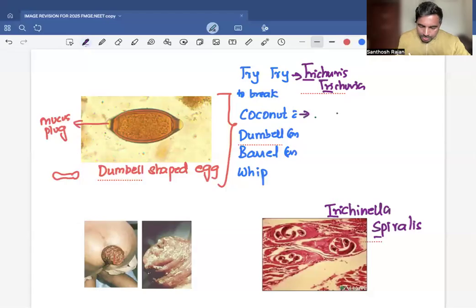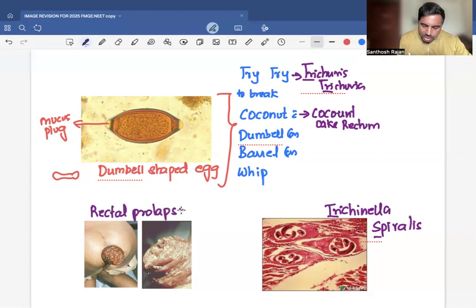Why coconut? Because you call it coconut cake rectum. Okay, coconut cake or shell rectum. This is the one I'm talking about. So this is basically rectal prolapse. The rectal prolapse looks like a coconut cake rectum. This question was asked. This egg is also commonly asked. Dumbbell or barrel, because the dumbbell shape is also called barrel shaped. Okay, barrel shaped eggs, very, very important.